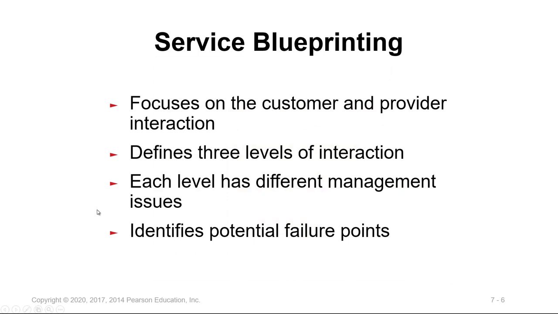To identify the process of customer interaction with the service provider, we develop a blueprint. For the service, it's different. For manufacturing, yes, we can draw the flowchart that shows the supplier, the customer, and the manufacturer. What about service? For the service, we develop what we call a blueprint. The blueprint defines three levels of interactions with the customer. Each level has different management issues. Using the blueprint, we can identify potential failure points and improve those failures or eliminate them if possible.